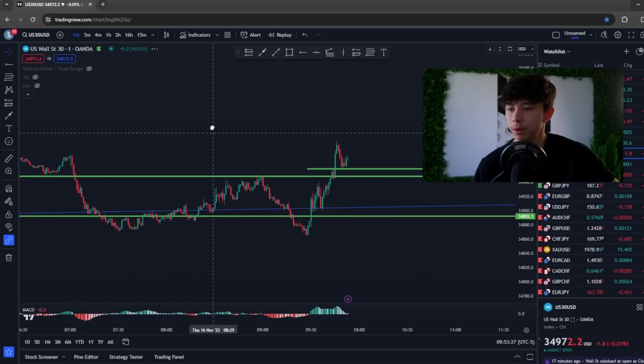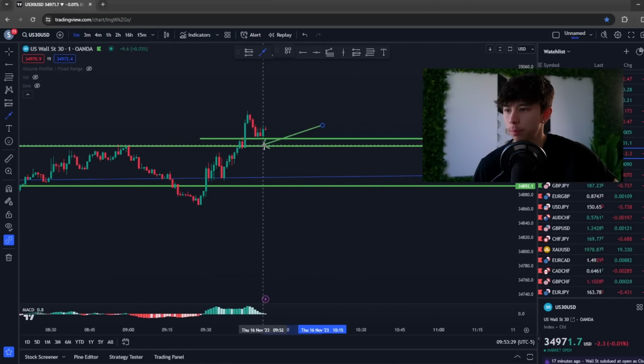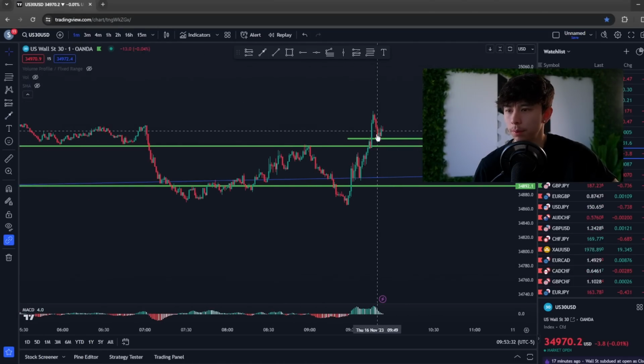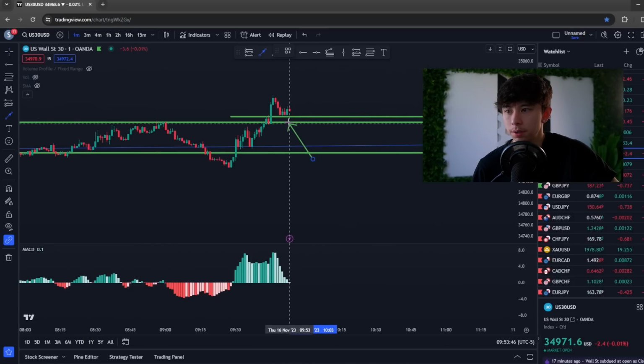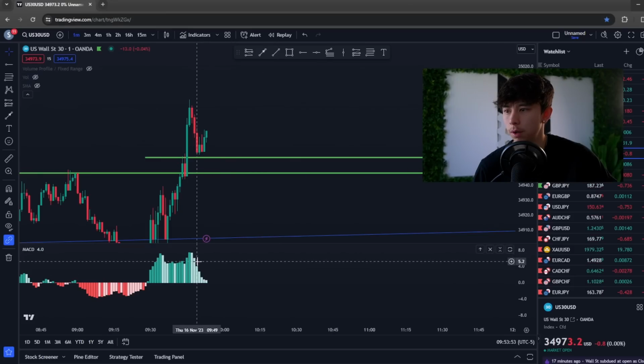So something we could wait for is a little bit of pullback into this line, since we had a break. And it looks like, on the MACD, as you can see, this was the big push here. It looks like it's starting to form to the downside here on the MACD. So we could get a slight pullback here. As you can see, we've lost all this momentum.